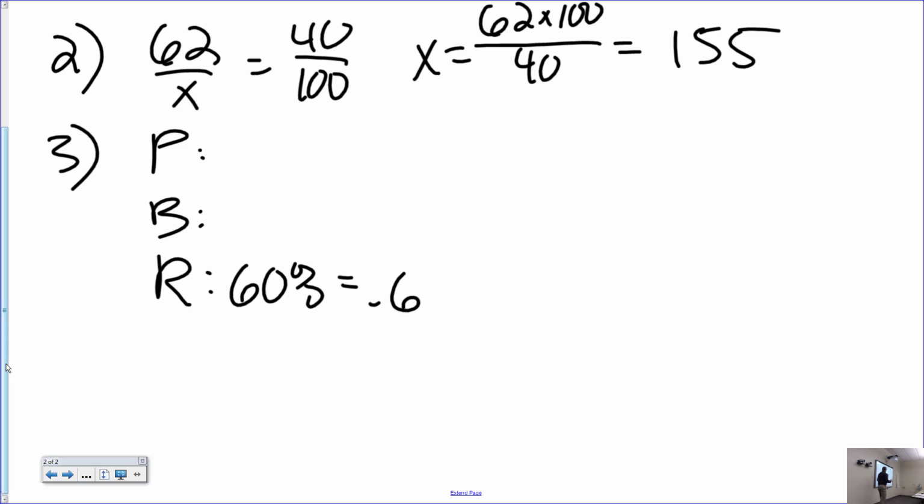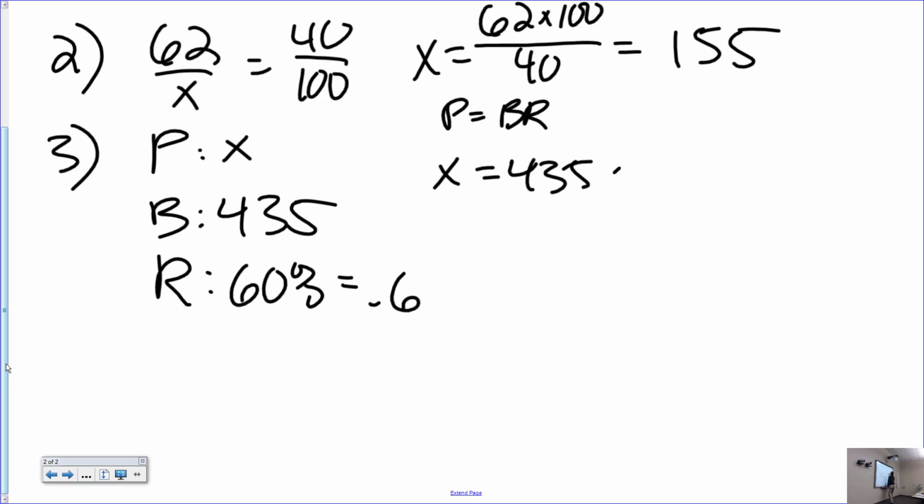0.6. And then the 435 members, that's the total number of representatives in our House, folks. So that's the base. And therefore what I'm looking for is the portion, x, what portion of those members need to vote. So this is P equals BR. 435 times 0.6, 261 yes votes. Straight portion equals base times rate.